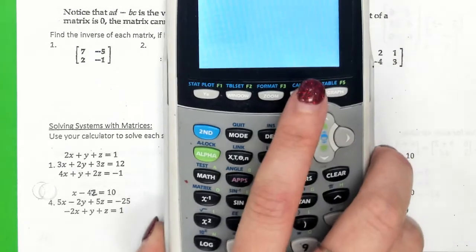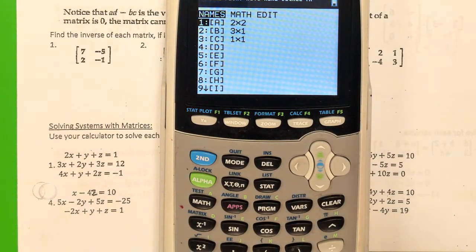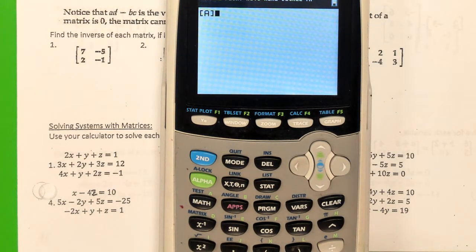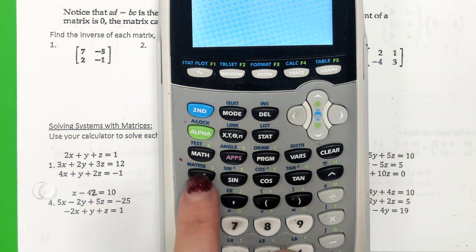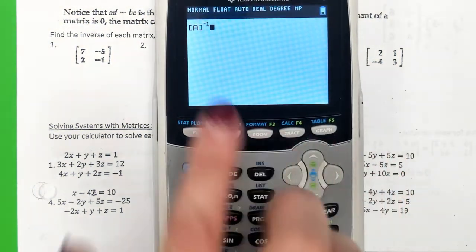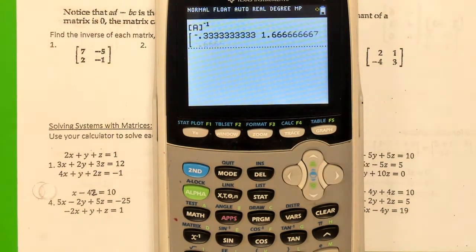Alright, so here we go. Here's how we do this. We hit second matrix, and we put that in matrix A, so we're going to hit enter. And then we're going to hit that inverse button right here. And hit enter, and you're going to get these crazy decimals. And you're like, hey, calculator, I need you to put those in fraction mode because I need to work with fractions in Miss Blackman's class, otherwise she's going to wig out.